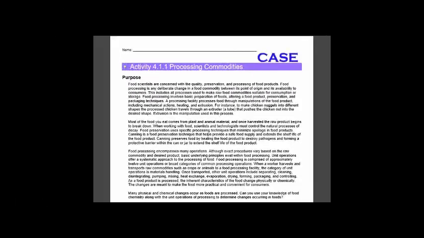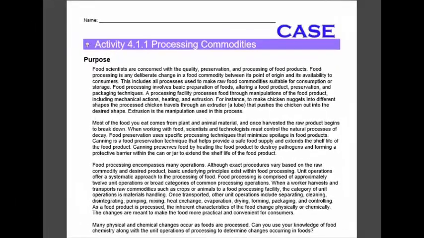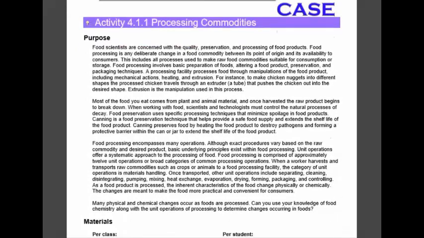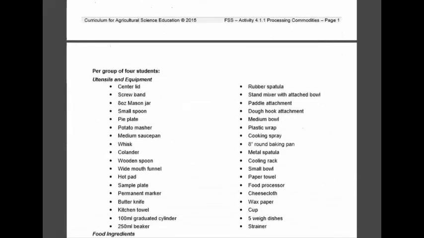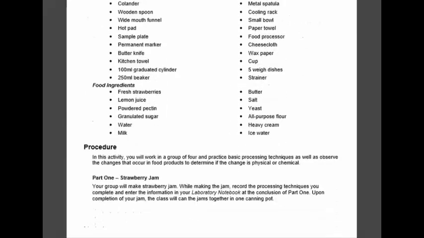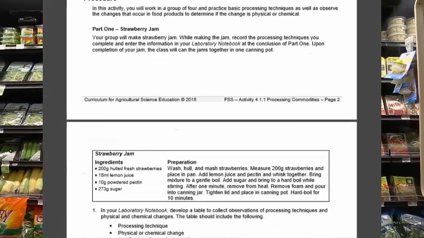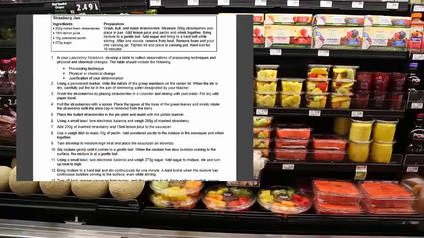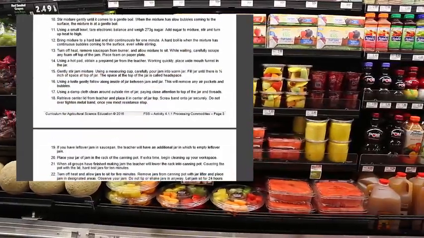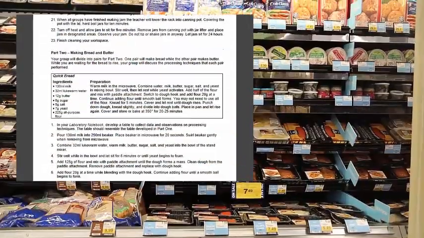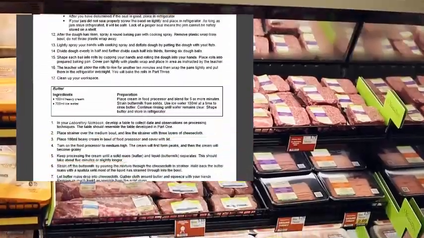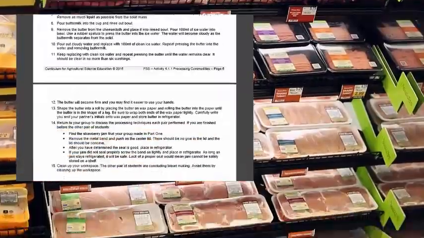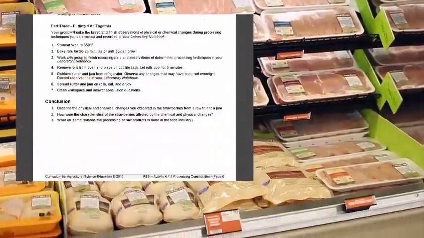Through Activity 4.1.1, Processing Commodities, you will identify changes that occur in food during different unit operations in order to understand the inherent characteristics of agricultural products. As your group processes fresh bread, butter, and jam, you will observe many different physical and chemical changes. Your teacher will provide more instructions and ingredients for this activity.